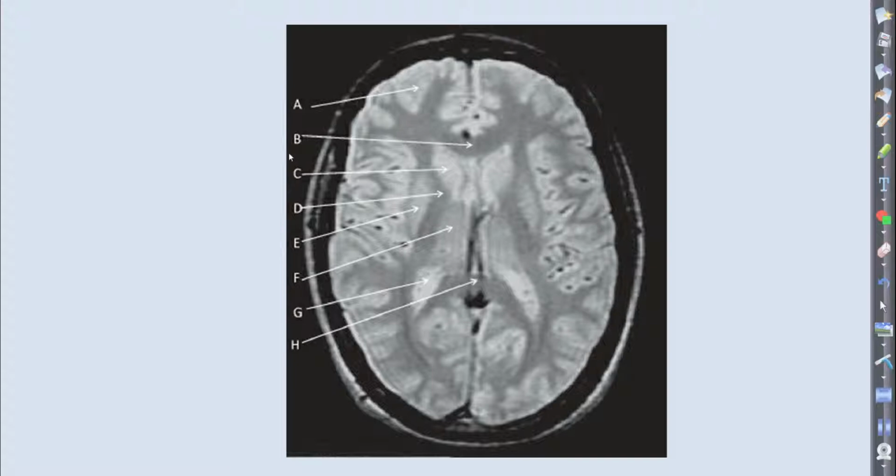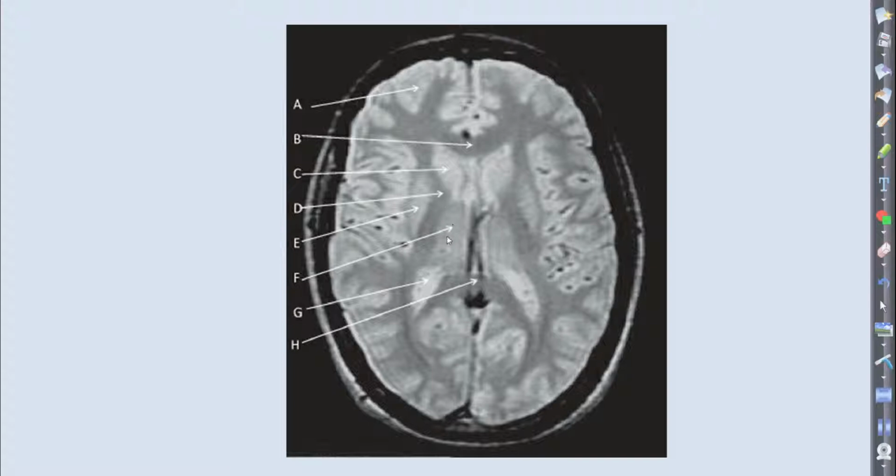A, cerebral cortex. B, genu of the corpus callosum. C, is the caudate nucleus. These are the ones I always get confused, like right here, here, and here. Caudate nucleus, the internal capsule, so it's between the caudate nucleus and the lentiform nucleus. So we have the two nuclei, and then we have the internal capsule in between.